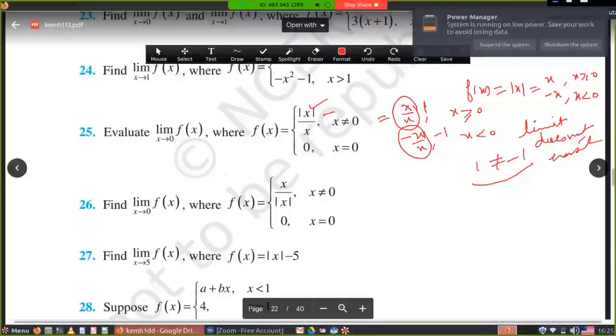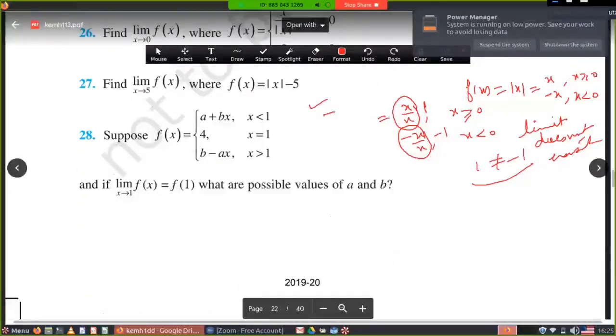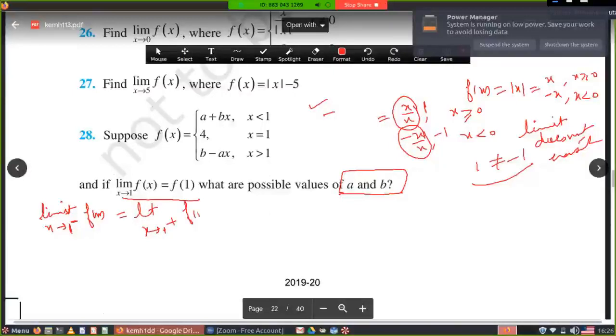Okay. Now you can do the questions further. Now question number 28. In question number 28, it is given that if the limit tending towards 1 of this function is equal to f of 1, then you have to find out the possible relation between A and B. It means it is given that the limit exists: limit x tending towards 1 negative of the function f(x) is equal to limit x tending towards 1 positive of the function f(x), and f of 1, all are equal.